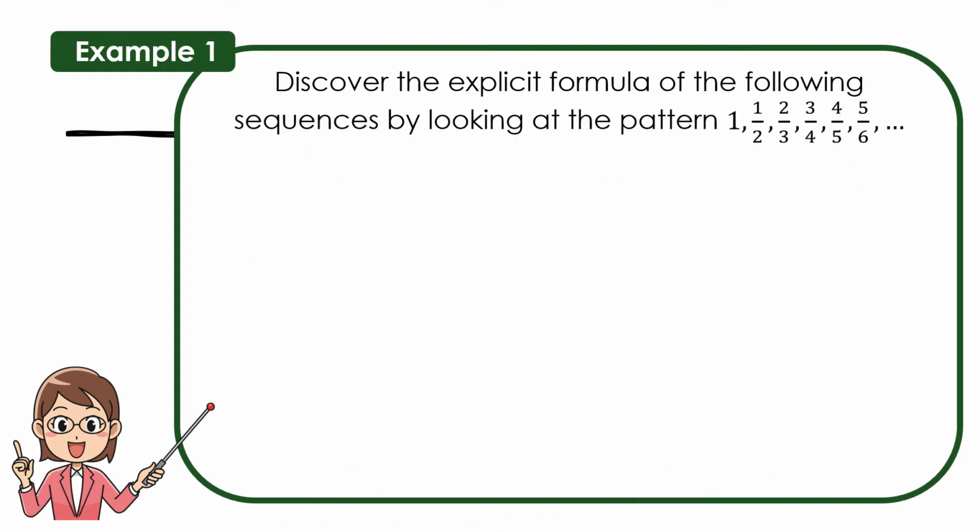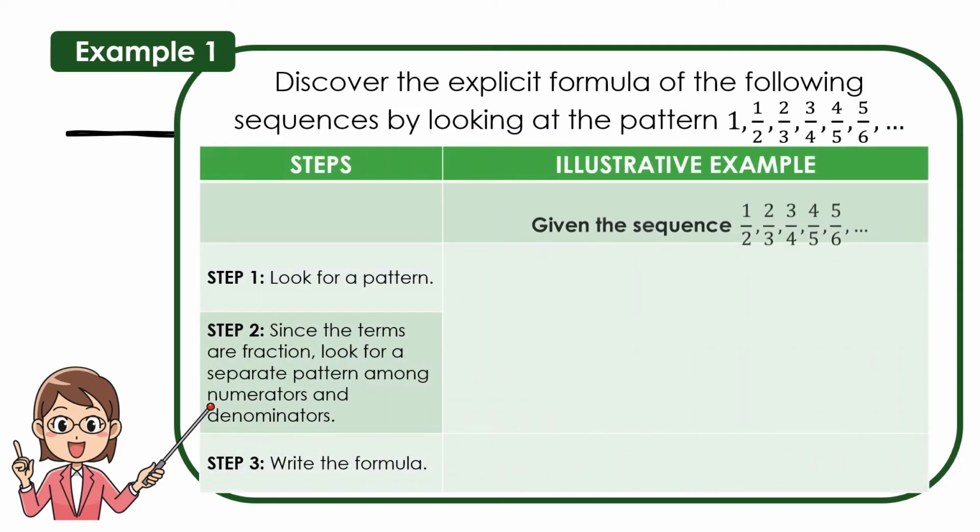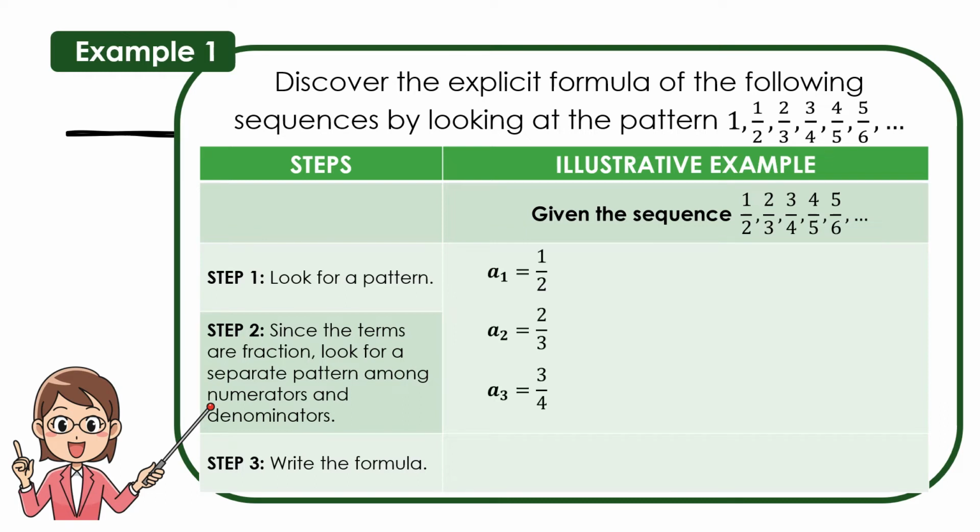Discover the explicit formula of the following sequences by looking at the pattern. We have example 1: 1/2, 2/3, 3/4, 4/5, 5/6, and so on. Given the sequence 1/2, 2/3, 3/4, 4/5, 5/6, and so on, step 1, look for a pattern.